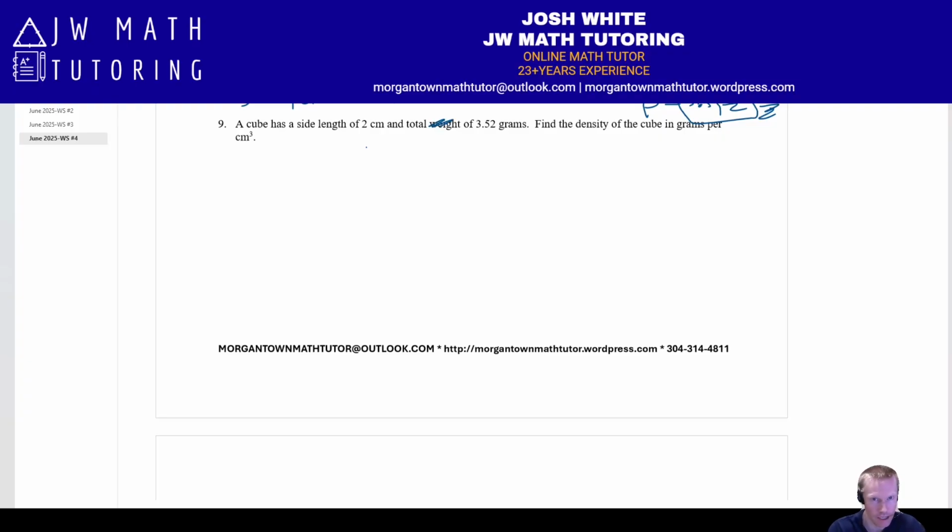So I will correct that in the worksheet. It should be mass. It should not be weight. And then you were asked to find the density. So all we have to do here, I basically have a cube, side length is 2.